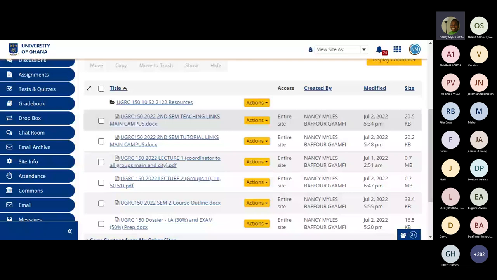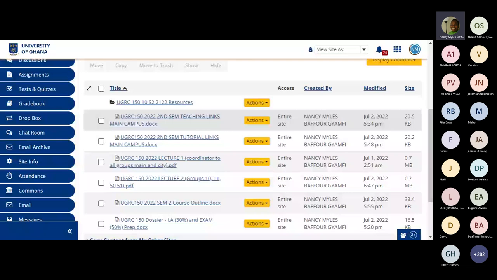So the two different times that the lecturer will meet students online like I'm doing and engage them are all there. Thankfully, each lecturer has only one link, so you won't have 14 links or 13 links. You just have seven links for main campus, and another seven for City Campus also, okay?